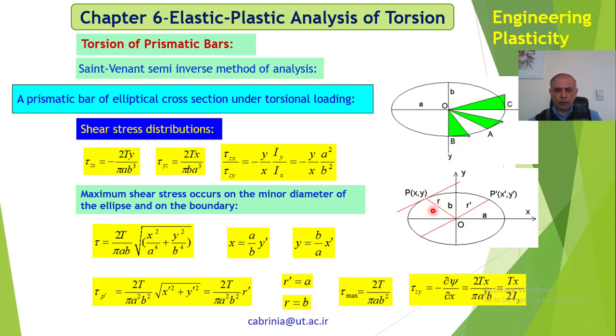So this means that if we rotate these two lines, this line P prime comes here, P goes there. So R prime becomes A and R becomes B, like that. It's just showing the different points on the ellipse, what we can obtain. So that is tau Zy equal to Tx over 2I, on this point in here.